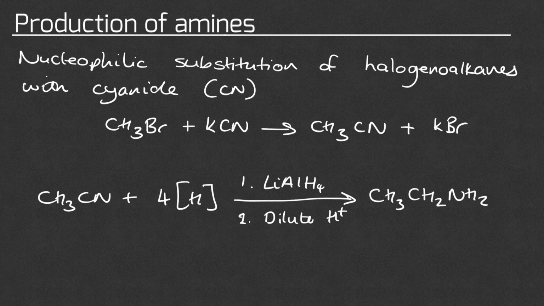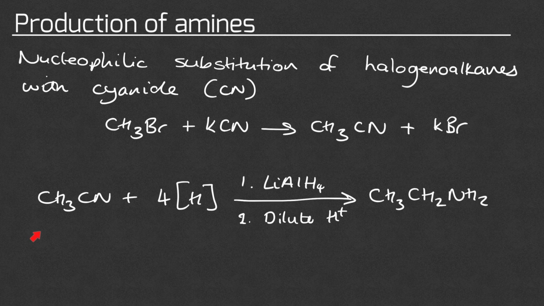The second stage in this reaction, which is something you've not looked at before, involves reducing our nitrile. We will use lithium aluminium hydride in the first step to do this, followed by dilute acid. Similarly, when you looked at the reduction earlier on, when you're looking at aldehydes and ketones being reduced to alcohols, we used H for hydrogen in a square bracket to represent the reducing agent. We do the same here to make the equation simpler to write.